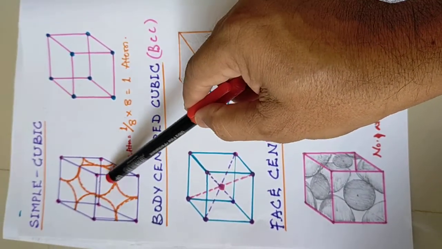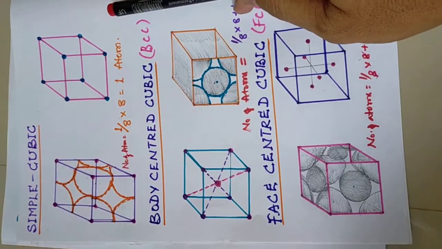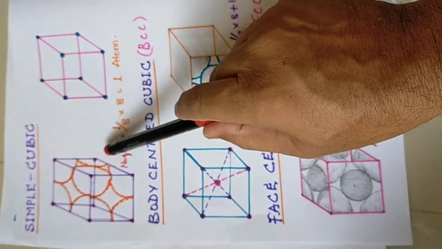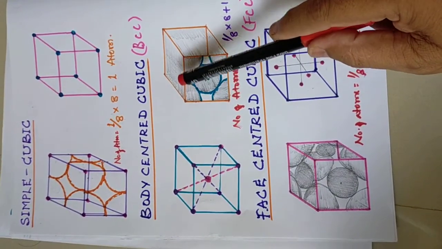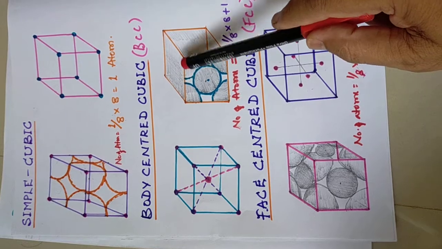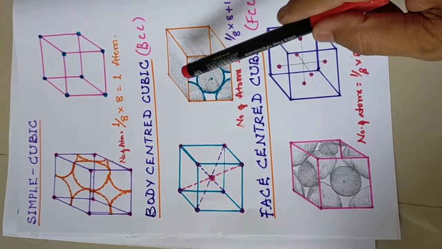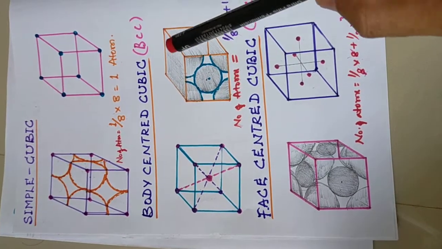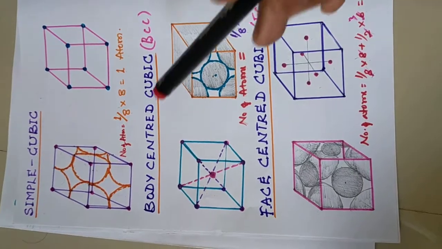How much portion the spheres occupy in the simple cubic is called the packing efficiency. The body centered is also the same: 1 by 8 of the 8 spheres at the 8 corners and 1 at the center, and the remaining space is what is left. That can be denoted by packing efficiency.